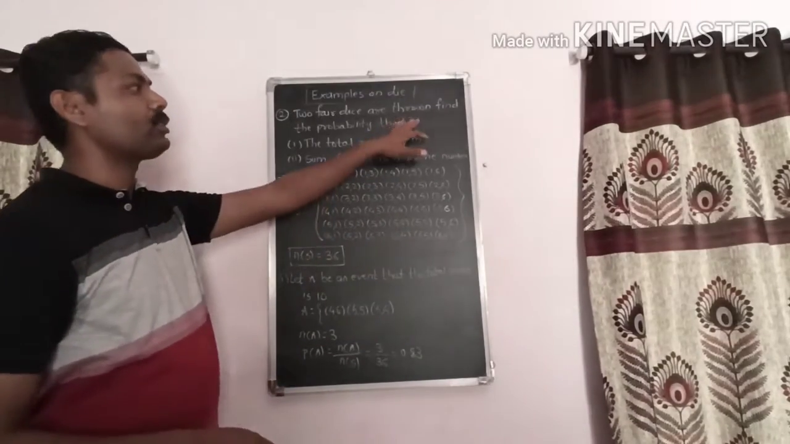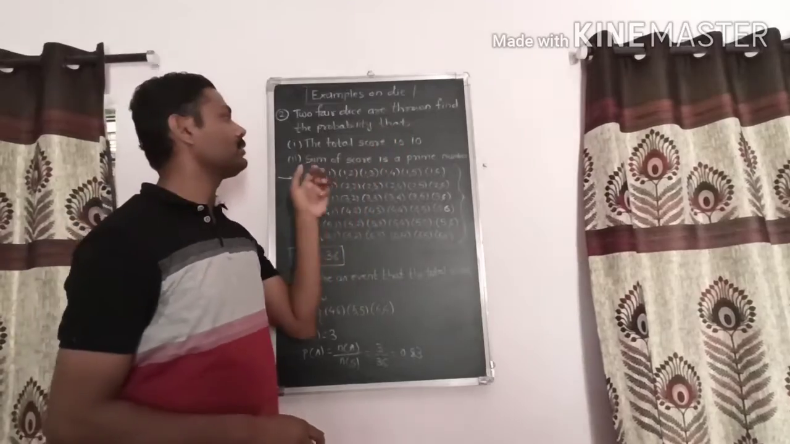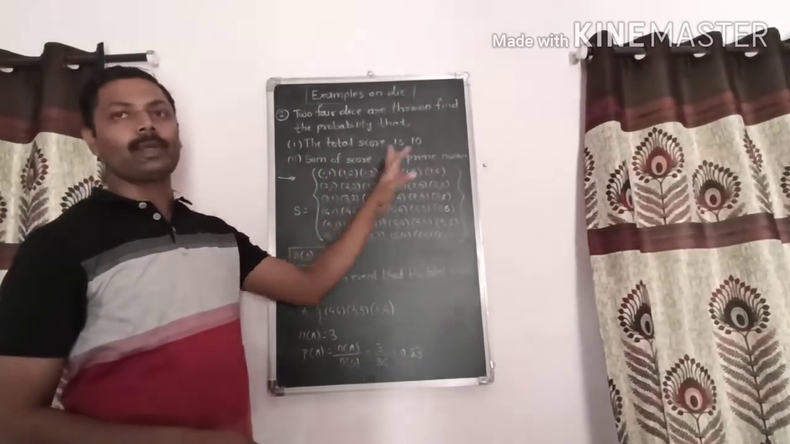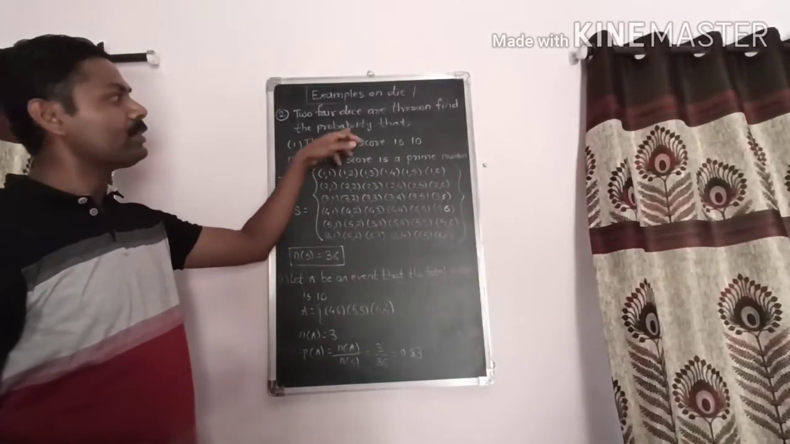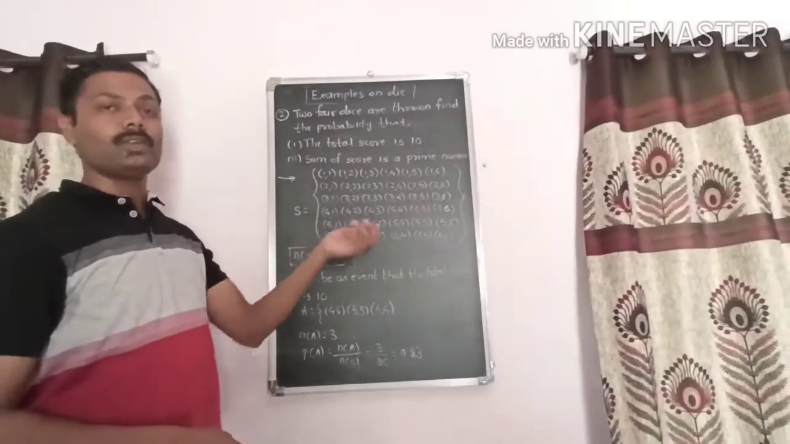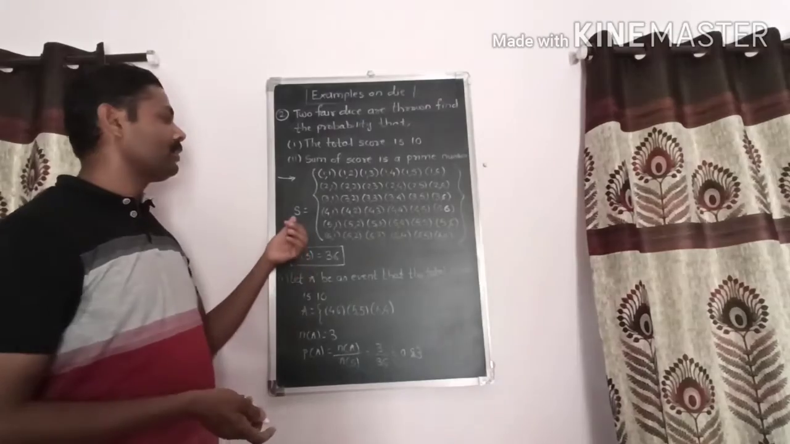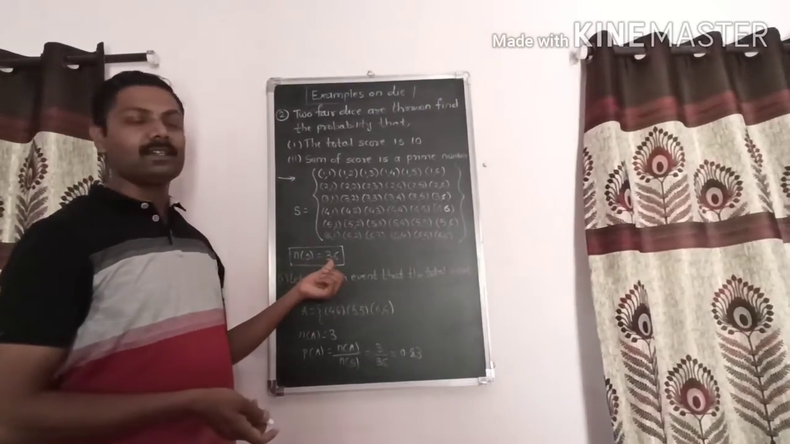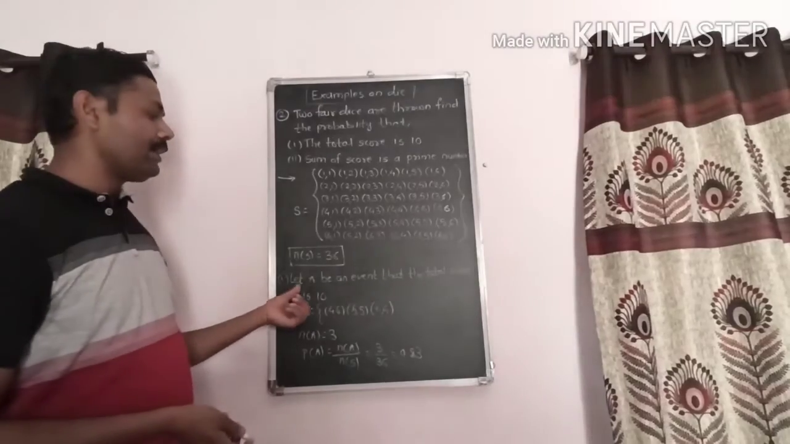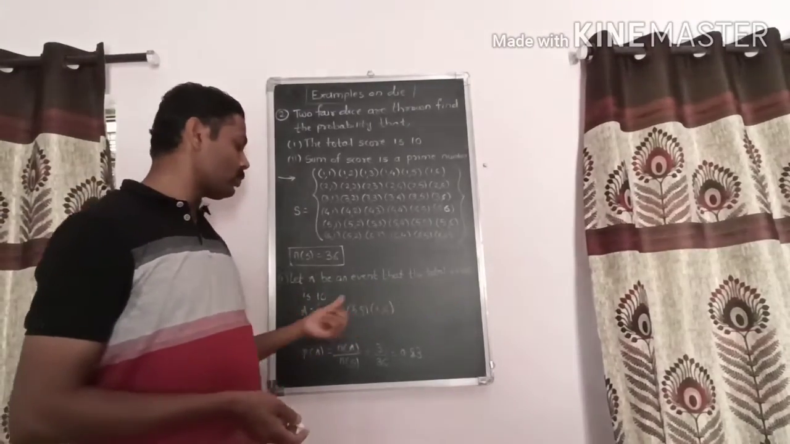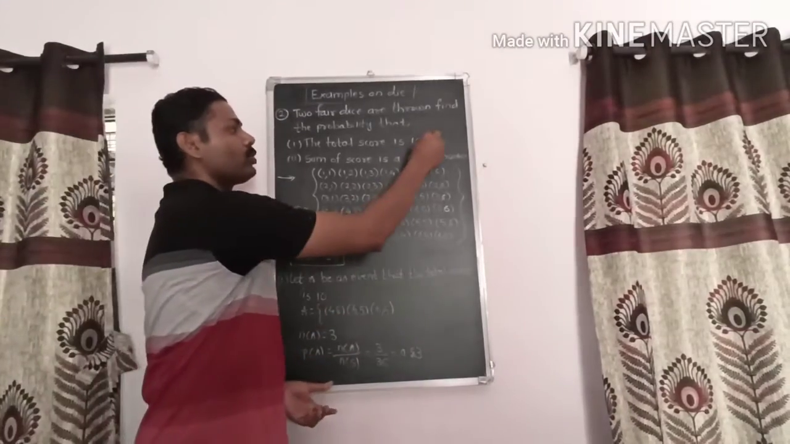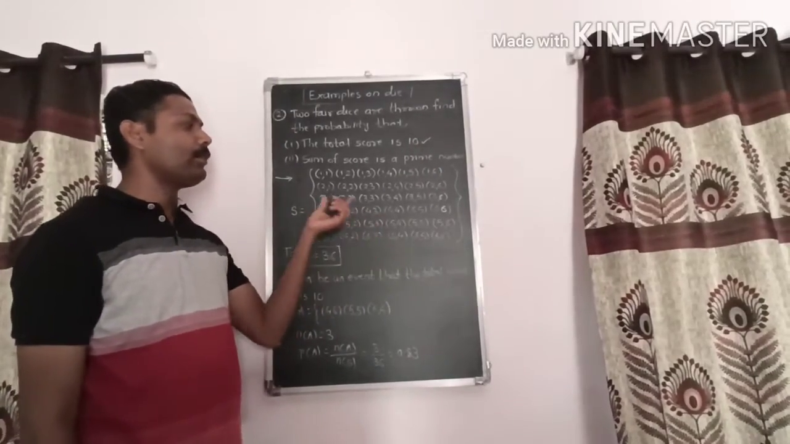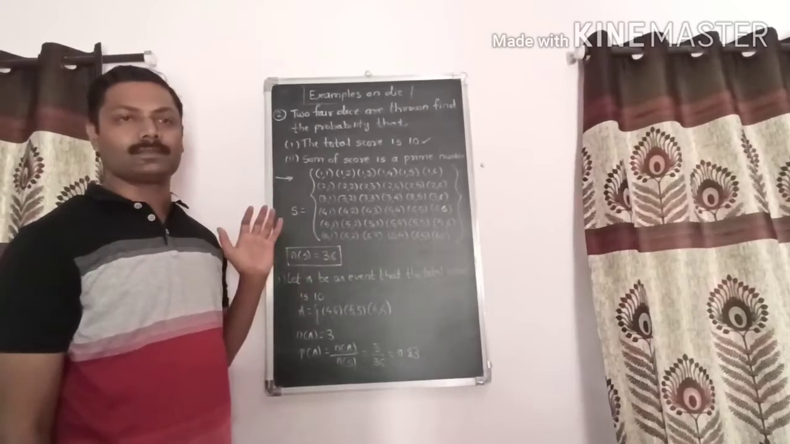So let us consider second example. 2 fair dice are thrown. Find the probability that the total score is 10 and sum of score is a prime number. When we are tossing 2 coins or 2 dice simultaneously, we will have the outcome n of S is 36. Let A be an event that the total score is 10. So we have to select the pairs whose sum is 10.